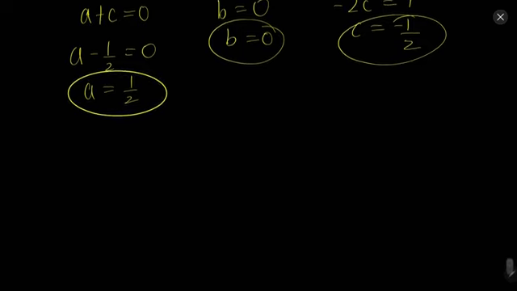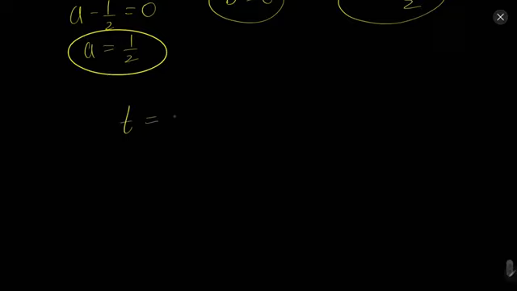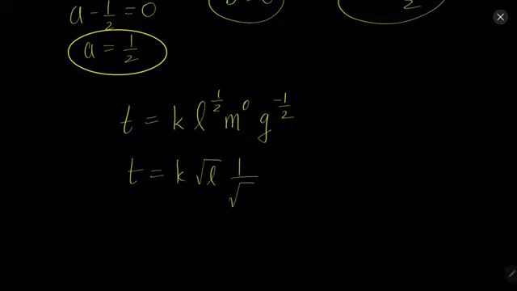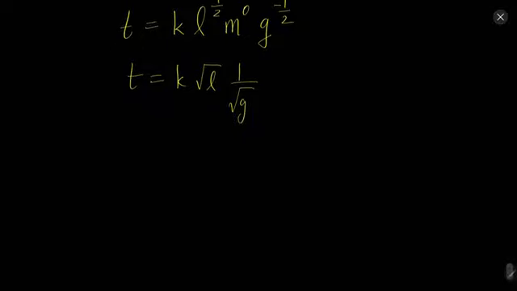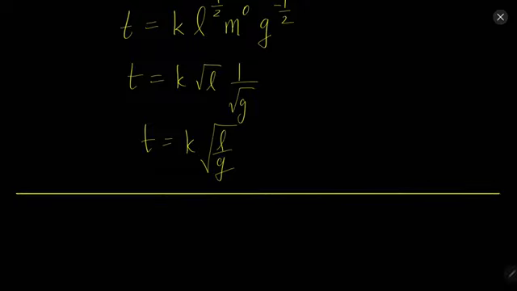So what will we get ultimately? T will be equal to K L to the power 1 by 2. Then what do we get about mass? 0, so it does not depend on mass. Now G, what is G? 1 by 2 minus 1 by 2. So ultimately it is K root L, 1 by root G, or you can write T equal to K root L by G. So this is the approximate formula for the time period of the oscillation of a pendulum.